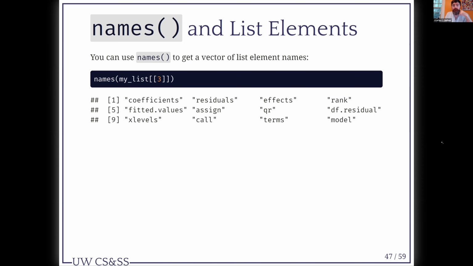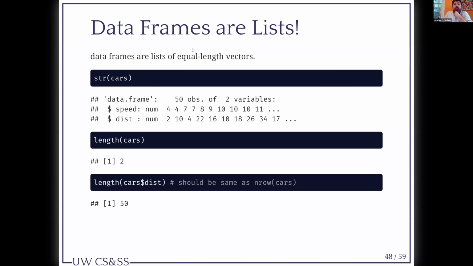Yeah, like I've been saying, data frames are lists. Data frames are lists, except each element is an equal length vector. You can see the similarity between lists we've worked with by running structure. I say structure cars, which is a data frame built into R. You'll see it says it's a data frame of 50 observations and 2 variables.